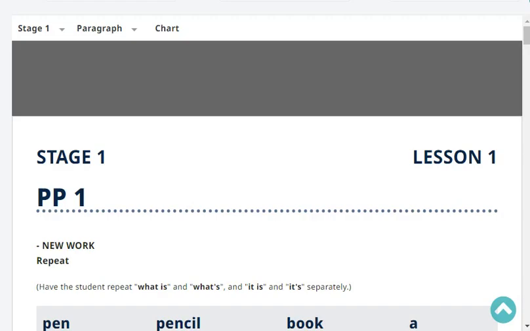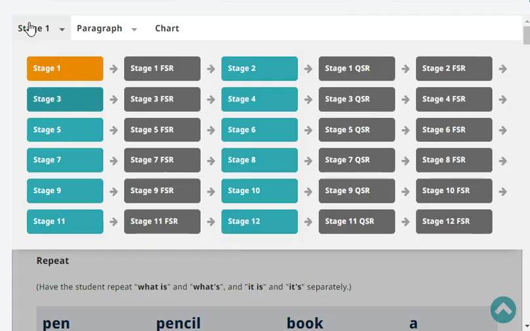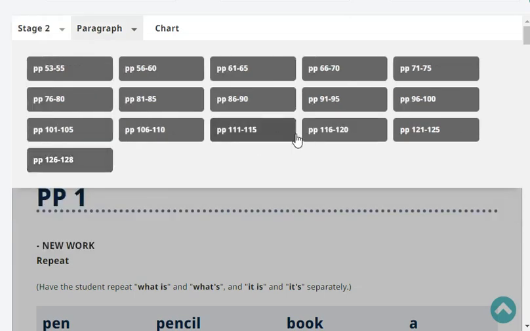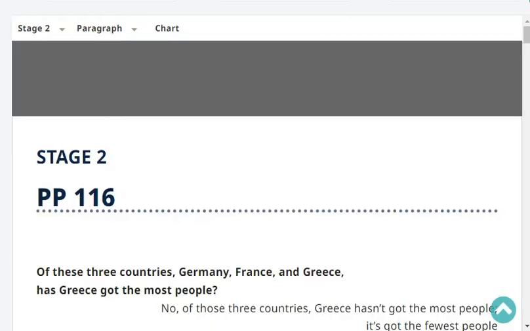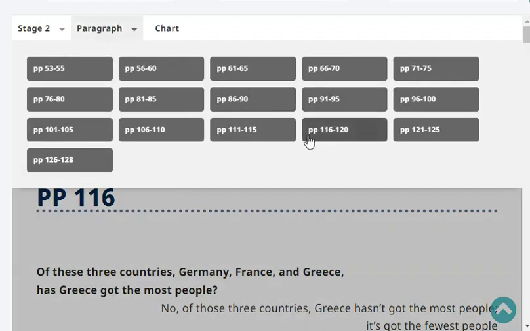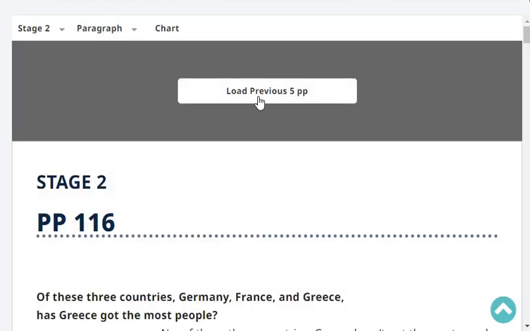Now, our progress report says we are at stage 2, paragraph page 120. Okay, and our last headword was singular, newer type of lesson. Okay, so let's start with our revision.